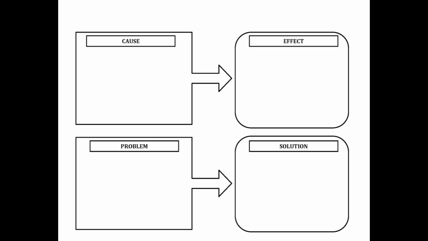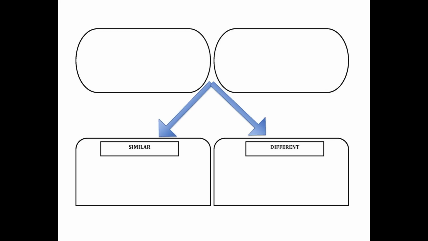Sometimes in science, we have to do circular flow models to show different life cycles or different cycles in general, and this can be used for a whole host of issues. Here we have cause and effect, problem solution, so just showing that link, that connection, or causation, if you will. Next, we're going to compare two different things. We put the two items up top, and on the left side, we put what's similar about them. On the right, it's different, similar to the Venn diagram.